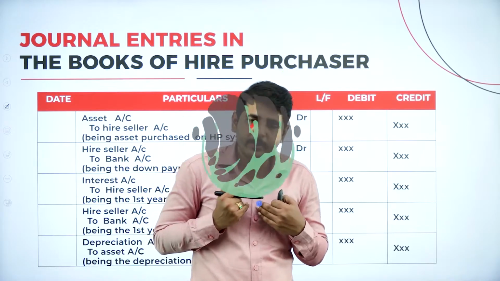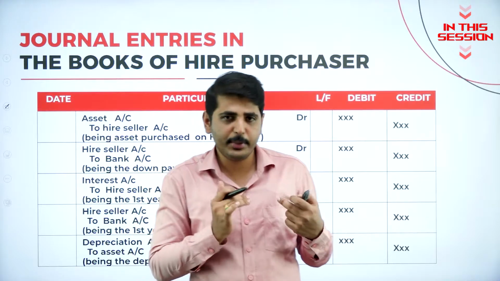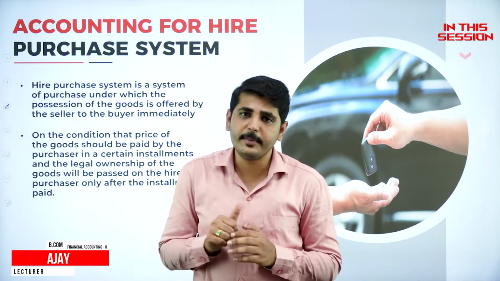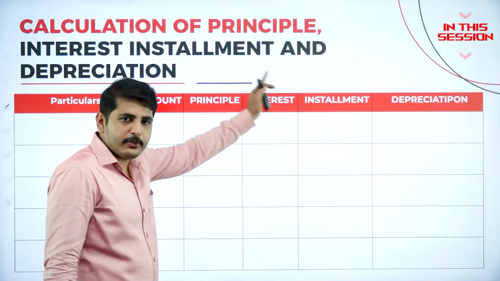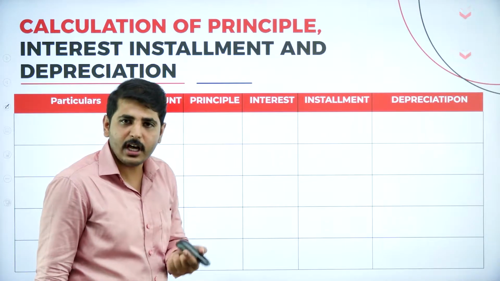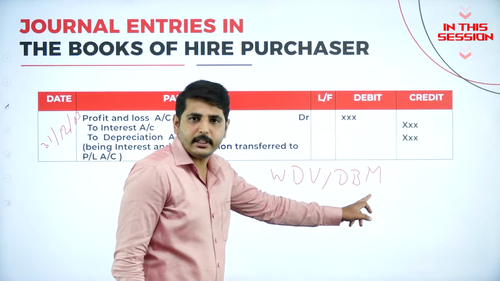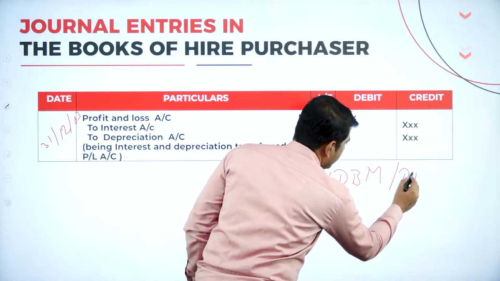Hire purchaser will prepare hire seller account. Hire seller will prepare hire purchaser account. Hire seller is the one who sells the goods to hire purchaser on the basis of hire purchase system. So this is the format for calculation of interest, depreciation, installment and principal. Written down value method or diminishing balance method is one and the same. It is also called reducing balance method.